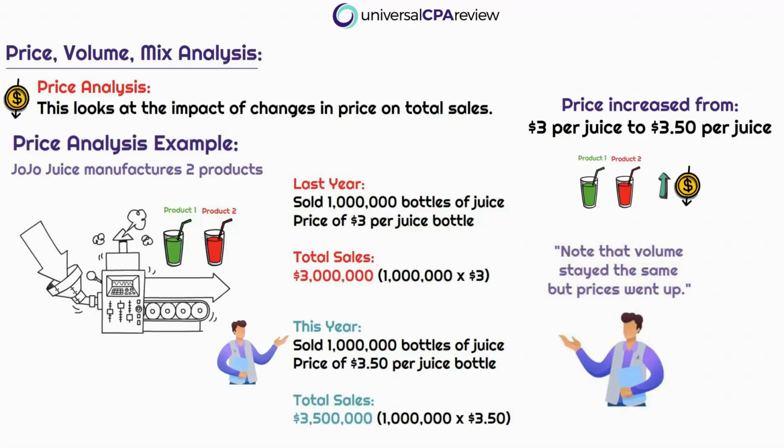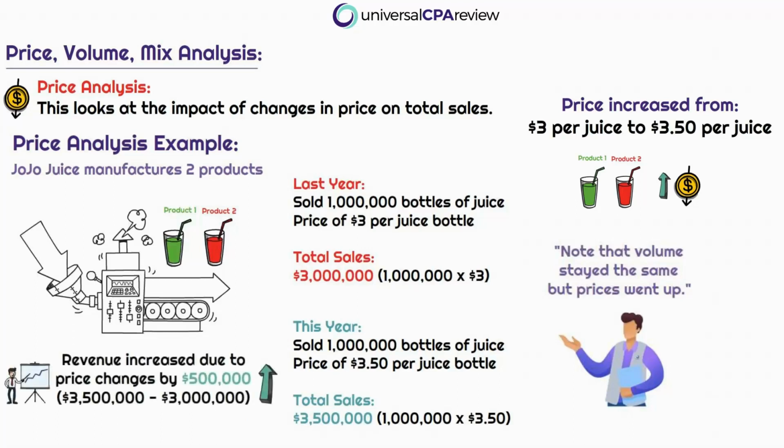This year, after the price change, let's assume that the sales volume remained the same, meaning that the company again sold 1 million bottles. The revenue from this product for this year would then be $3.50 times 1 million. So therefore it would be $3.5 million. So from the price analysis, we would observe that the revenue from this product increased by $500,000. Given that the sales volume remained the same, this increased due solely to the change in price. Hence, it can be concluded that the decision to increase price contributed positively to the revenue.